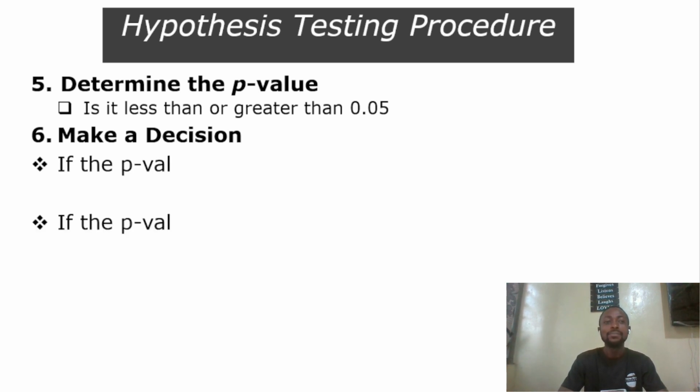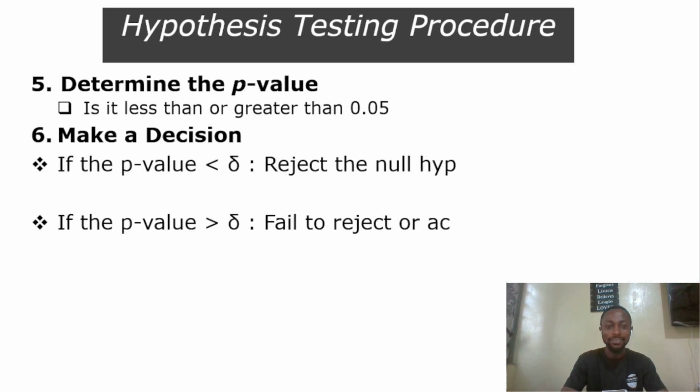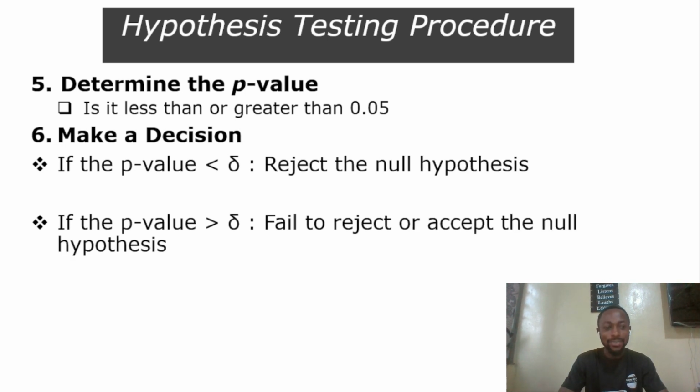The last procedure is to make a decision, rejecting the null hypothesis or accepting the null hypothesis. And that would be in respect to the p-value that you get. And I've already talked about the fact that if the p-value is less than 0.05, we reject the null hypothesis. If the p-value is greater than 0.05, we fail to reject the null hypothesis or we accept the null hypothesis.